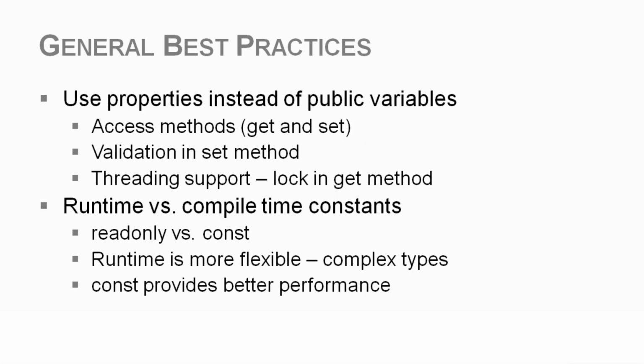Try to use properties instead of public variables. Properties will give you access methods, the getters and the setters. That allows you to use validation in the set method, or perhaps threading support in the get method by using locks. Now, if you just have a get and a set that doesn't do anything else, the performance is roughly the same as a public variable in .NET. It's compiled to be so. But the getters and setters allow you to expand that code if need be, so it adds some flexibility there.